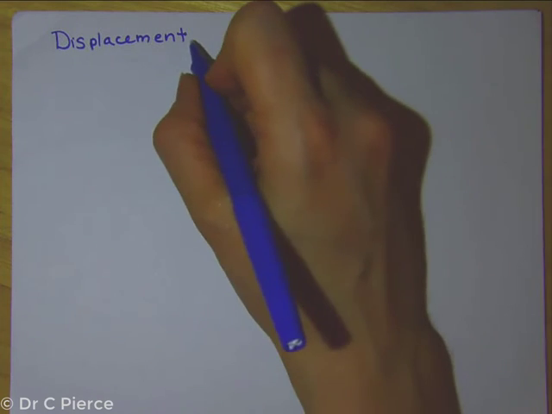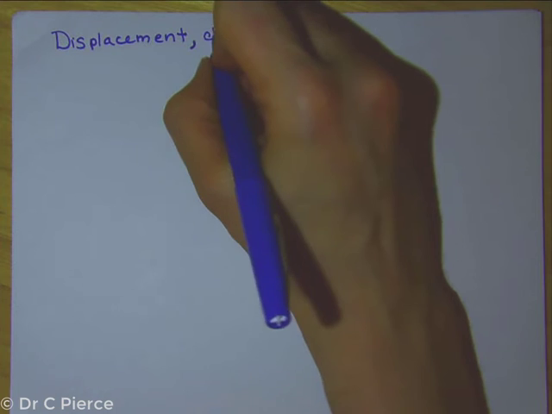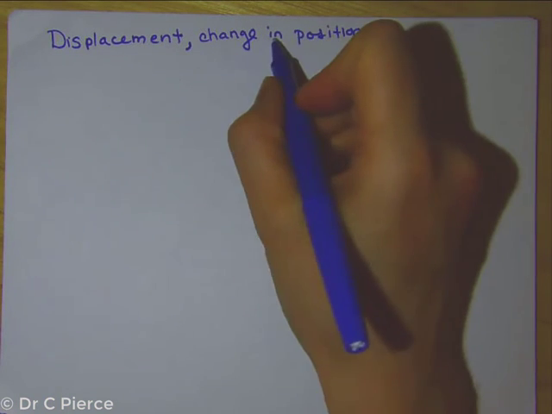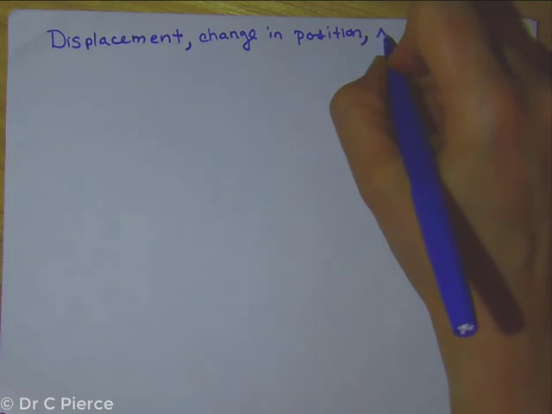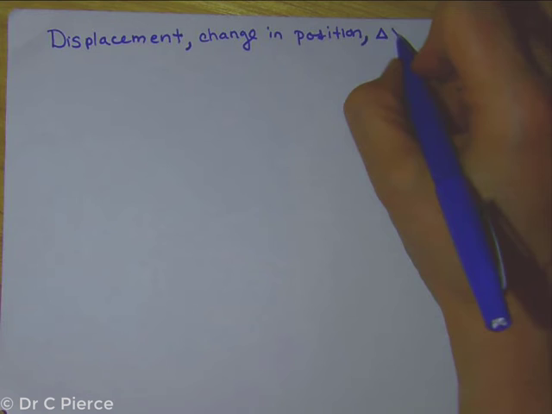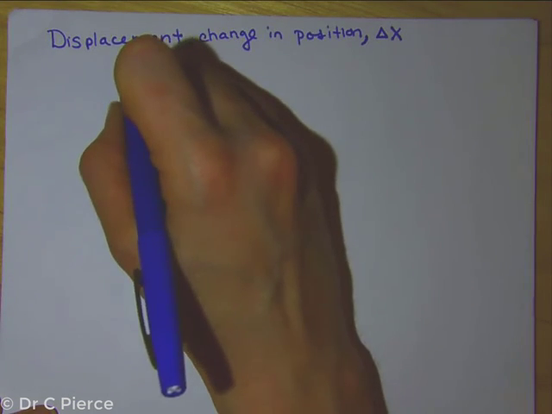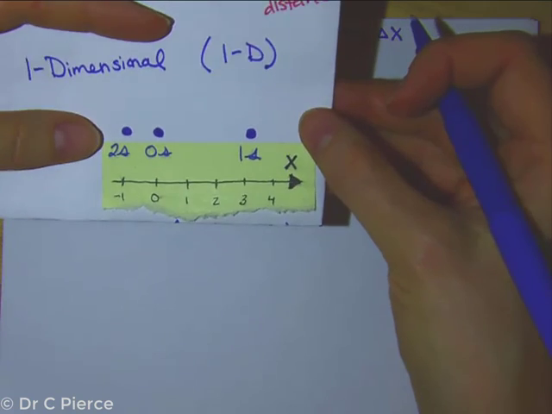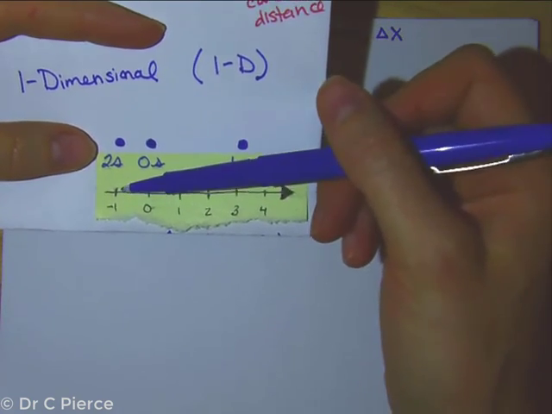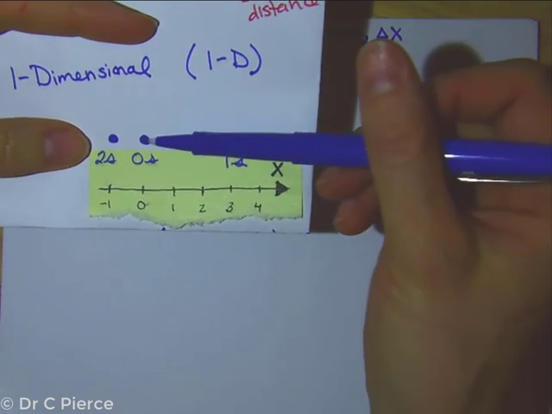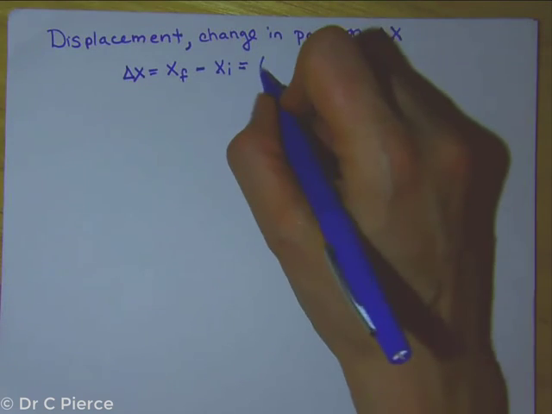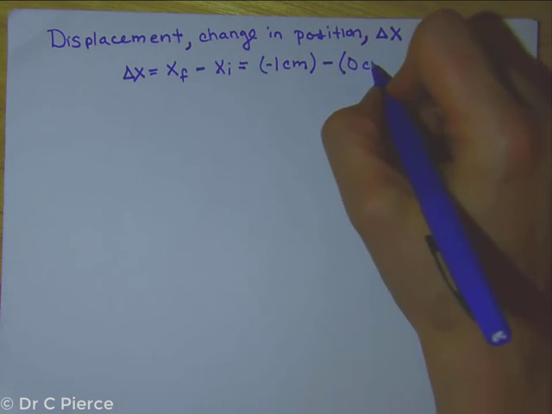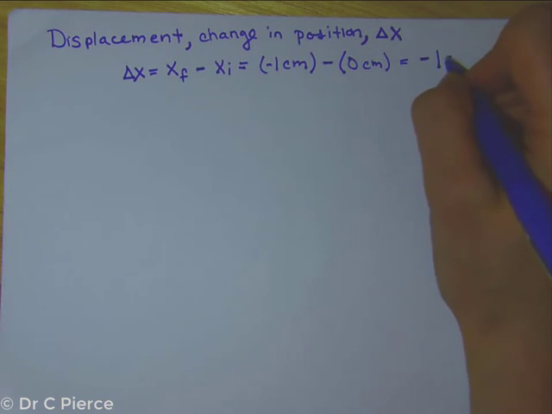Now, displacement is going to just be a fancy way of saying change in position. And since we have a change in, we can abbreviate that with a little triangle, a delta, and our symbol for position was the letter x. So our displacement, our change in position, is going to be the final position minus the initial position. So if we go back to the bug example, our final position was -1, and our initial position was 0. So final position, -1 centimeter, minus the initial position, 0 centimeters. So we'll end up with -1 centimeters.